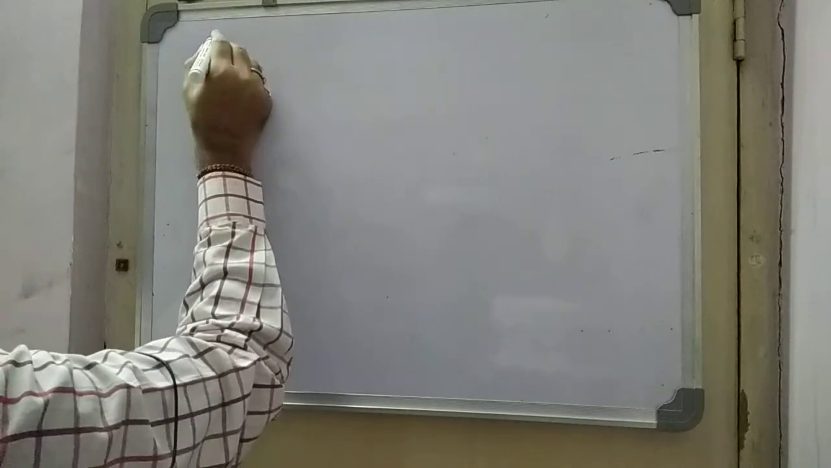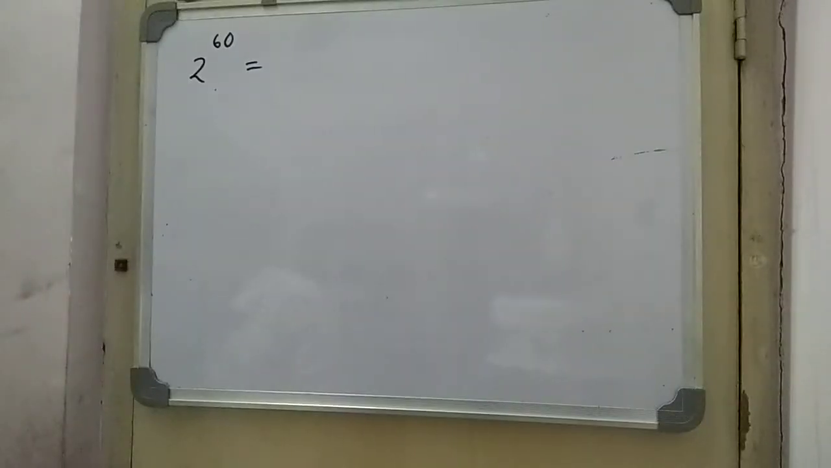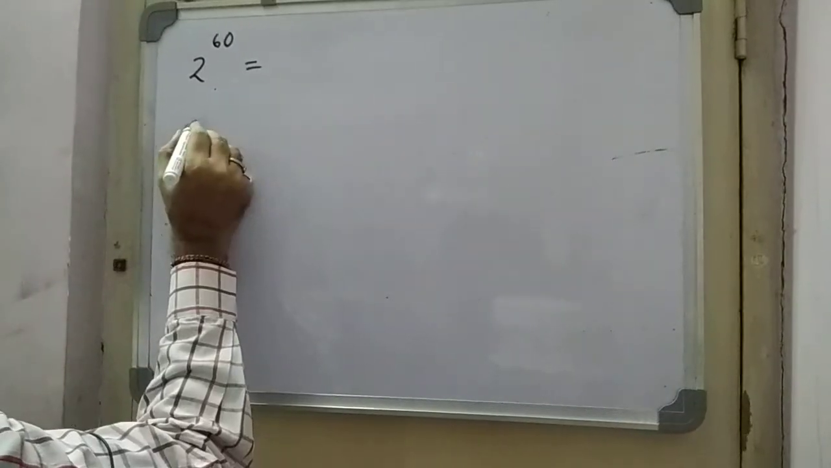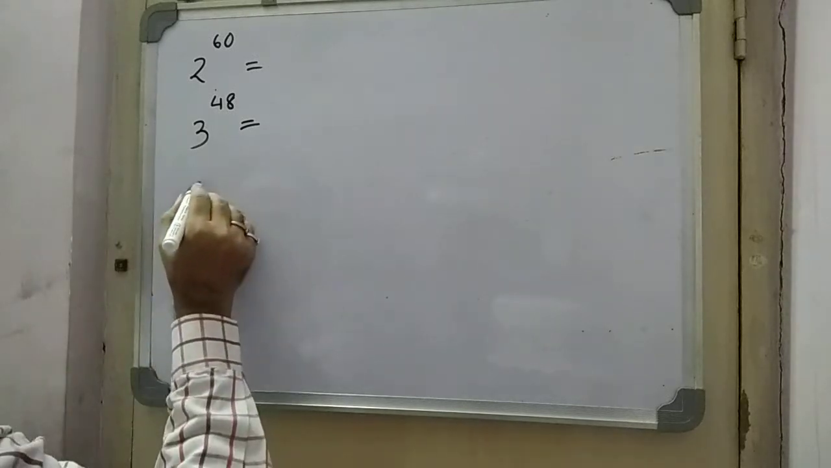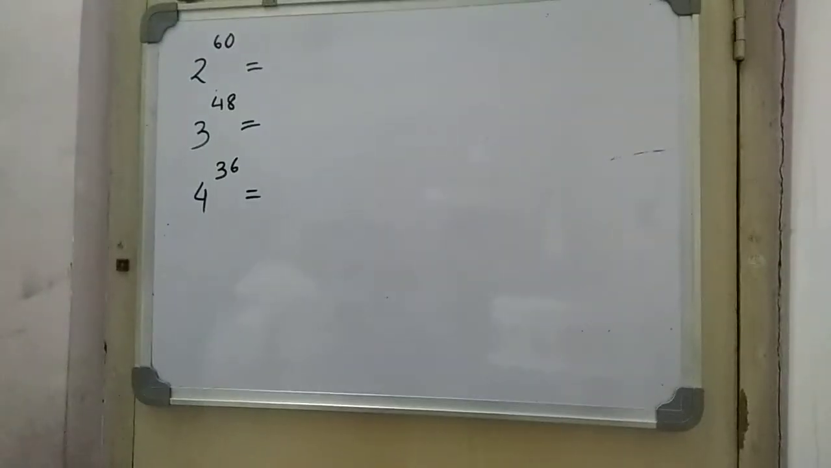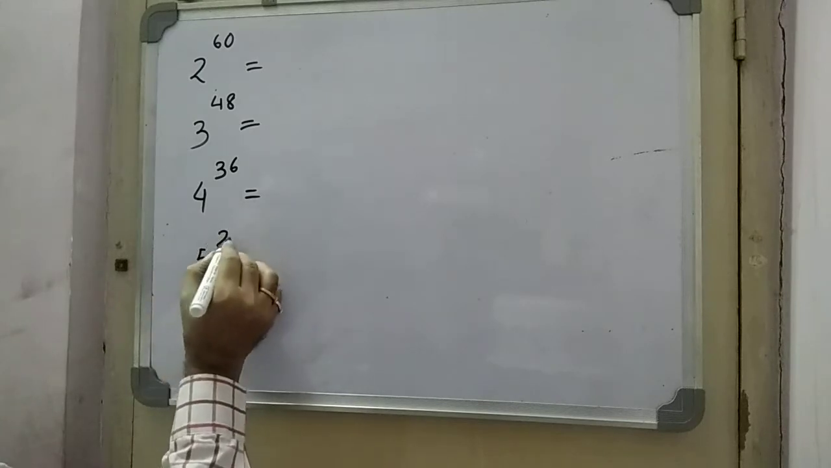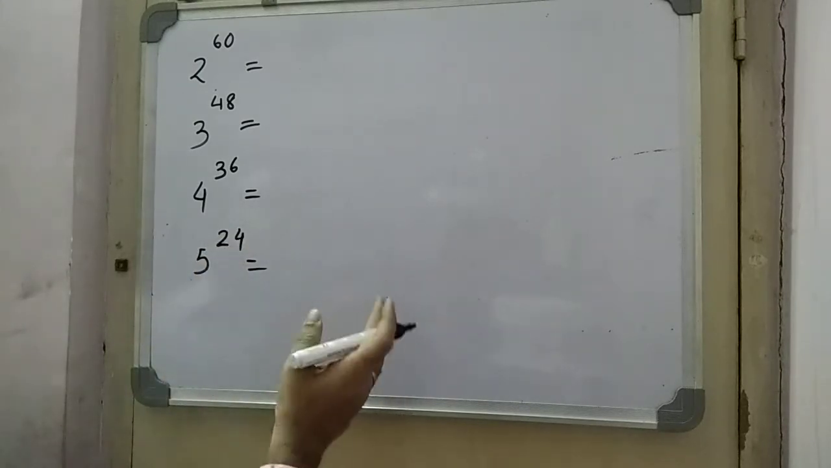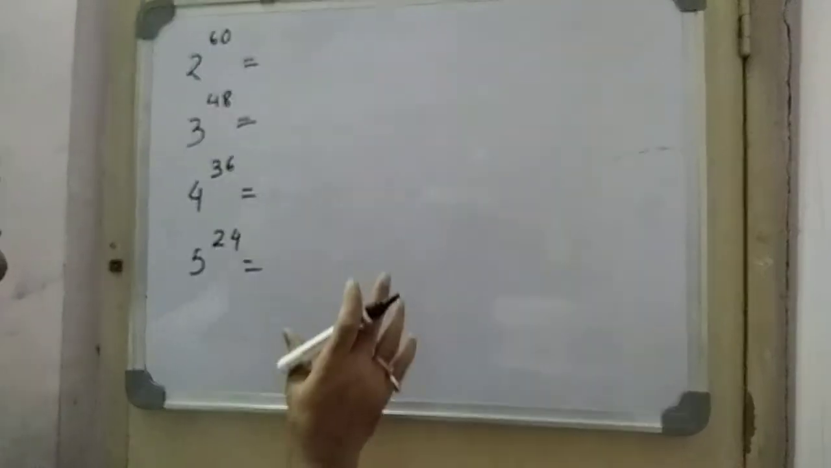I have 4 numbers. You have to put them in ascending order: 2 to the power 60, 3 to the power 48, 4 to the power 36, and 5 to the power 24. So we cannot compare directly because everywhere the base is different and the exponent is different.